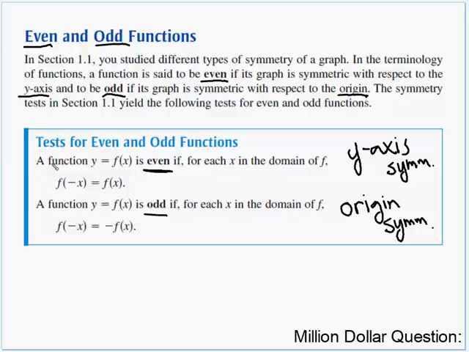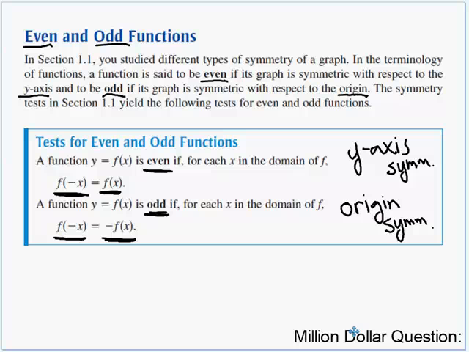So here's a test. A function y equals f of x is even if for each x in the domain of the function, f of negative x is exactly the same as f of x. A function y equals f of x is odd if for each x in the domain of the function, f of negative x is equal to the negative f of x. Okay, again, notice here we're talking about functions. A function is even, a function is odd. So we have our y-axis symmetry taken care of, our origin symmetry.